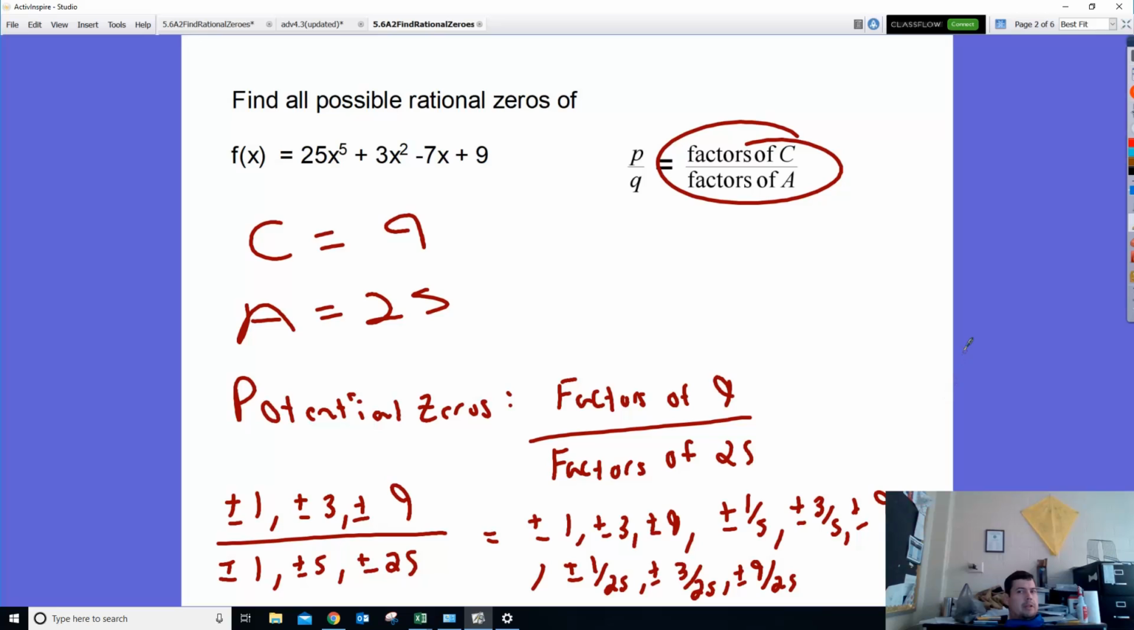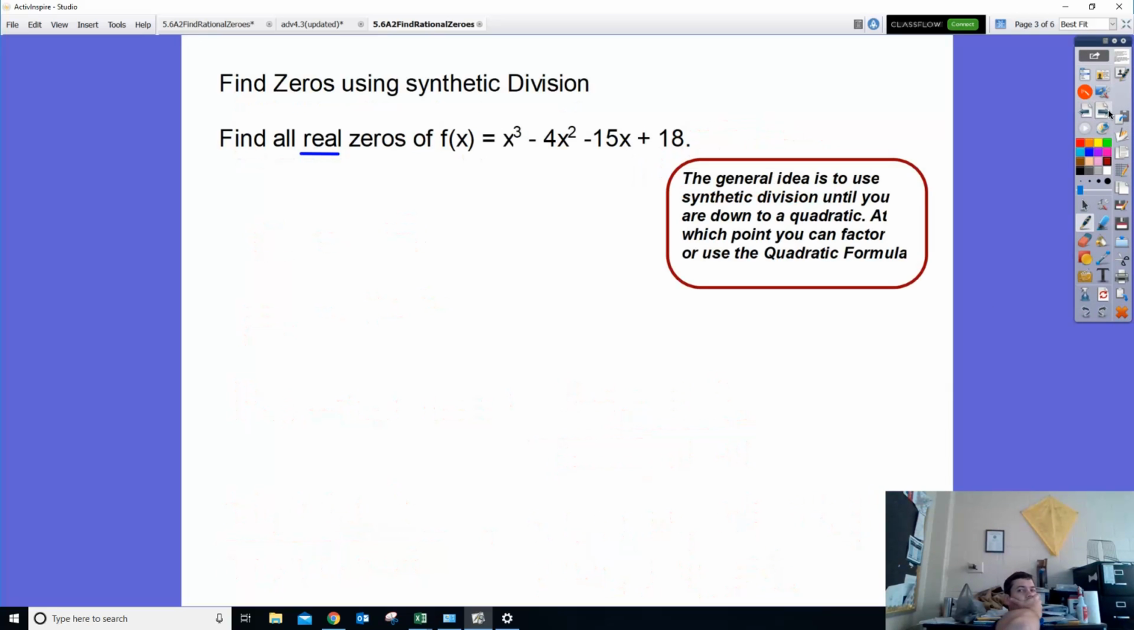The next one, however, is going to require some more work. Find the zeros. We're going to find them. It doesn't say list possibilities. It says find all real zeros of x cubed minus 4x squared minus 15x plus 8. We're going to list the possibilities.